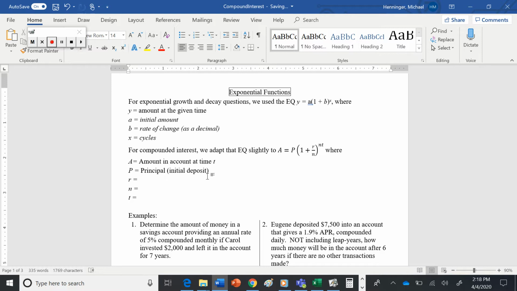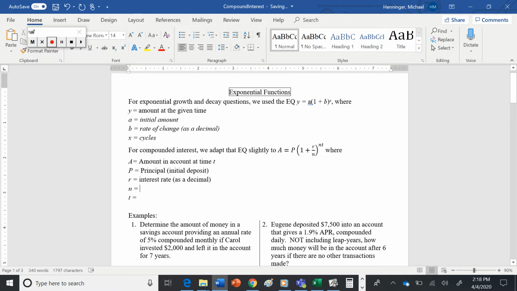Okay, R is your interest rate. Now the key here is that it has to be a decimal. It's always given as a decimal. So if there is a decimal point, we slide it 2 spots to the left. If there isn't, we still slide the decimal 2 spots to the left.